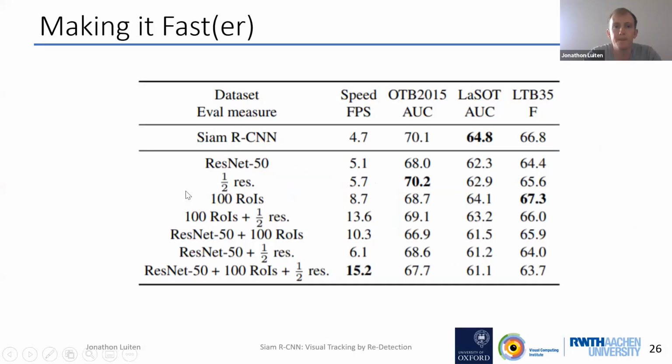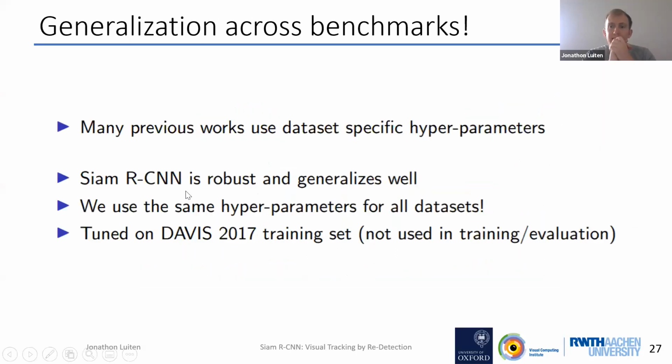Okay, good. So another point that I want to bring up is that many previous works tune their hyperparameters per data set. While this seems obviously bad practice, it has been surprisingly common in the visual object tracking community. I would say this is very bad practice. People shouldn't do this. So our Siam R-CNN is trained on those four data sets that we saw before.